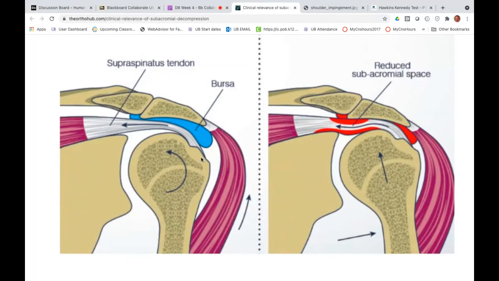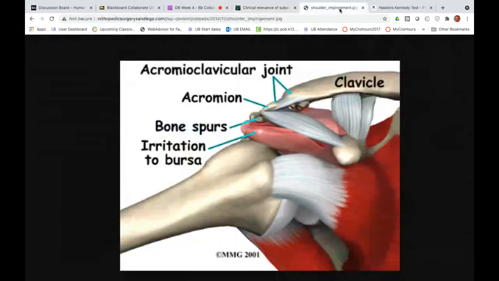Now, the problem here is as the arm abducts, it can compress and squeeze this, and pinch it. If the supraspinatus thickens, as it is here, then the space underneath the acromion process really diminishes and the bursa gets compressed and becomes inflamed, called a bursitis.